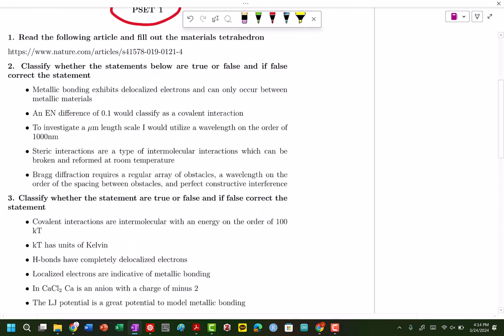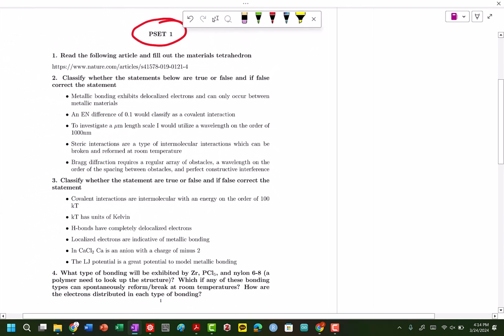All right. Classify whether each statement below is true or false. If false, correct. Metallic bonds exhibit delocalized electrons that can only occur between metallic materials. Yep. An electronegativity difference would classify as a covalent interaction. I would say put pure covalent, so not at all any polar covalent aspect to it whatsoever, but pretty much true.